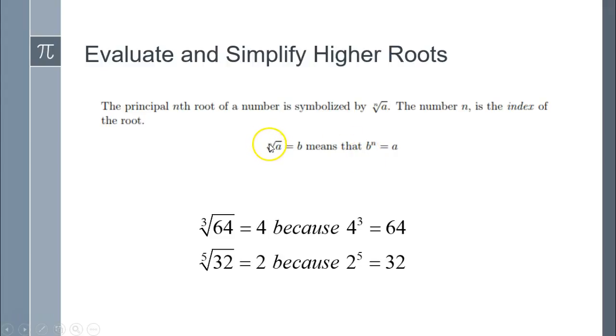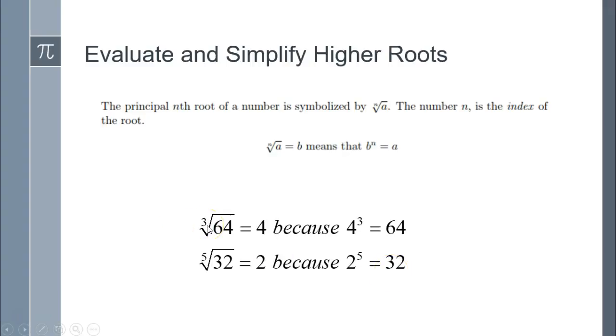So the nth root of a equals b means that if I take b and write it down n times and multiply, I will get a. So the cube root of 64 is 4 because 4 times 4 times 4, the 4 cubed, is 64. The fifth root of 32 is 2 because 2 times 2 times 2 times 2 times 2, or 2 to the fifth, equals 32.